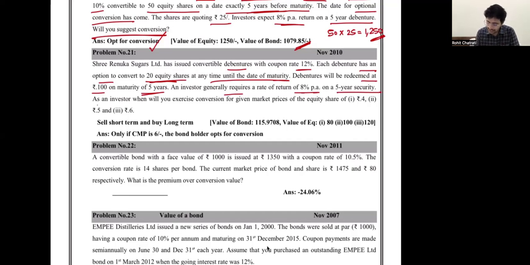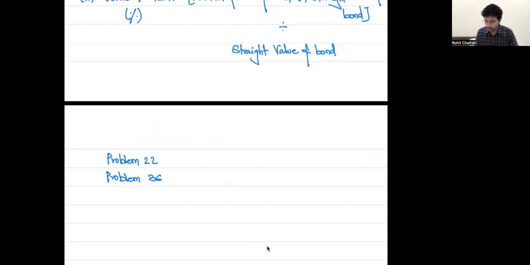Now the question is, as an investor, when will you exercise conversion, assuming the current market price of equity share is, there are three cases given, 4, 5 and 6. Will you exercise the conversion if the current price is 4, if the current price is 5 and if the current price is 6? Let us actually do the solution. I don't want to rush through it. Let's do problem number 21.